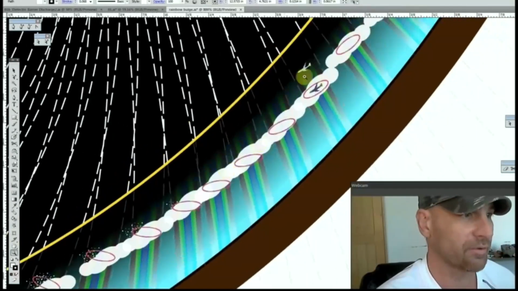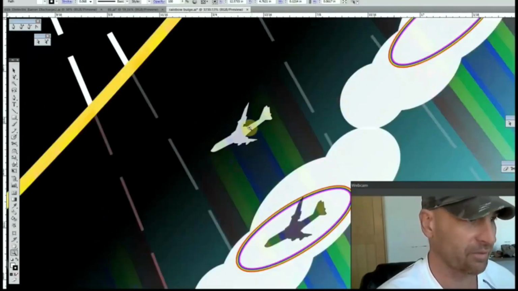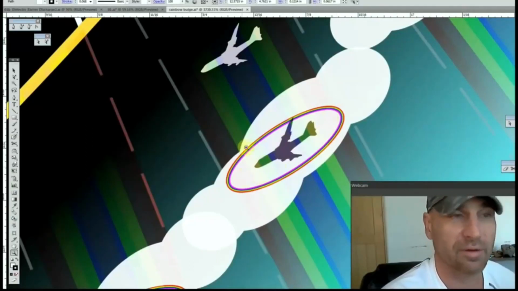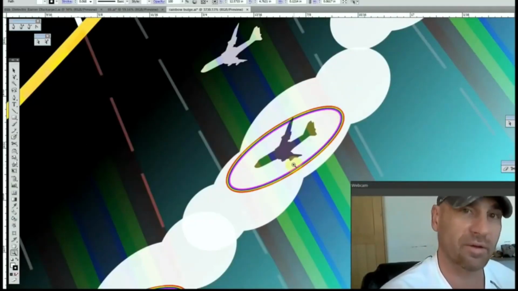So if you're in an airplane, you've seen this before, pictures of this. It projects the shadow of the plane, and there's a rainbow or a glory or a sunbow circling the shadow of the plane.